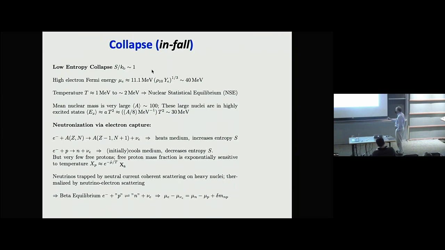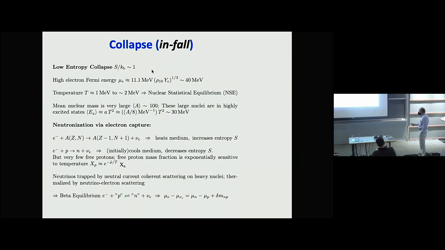And we're in nuclear statistical equilibrium, so nuclear reaction rates don't really matter in this situation at all. The mean nuclear mass is quite large. These are not nuclei we can measure in a laboratory. And these large nuclei are in highly excited states. They may be sitting in excitation energies of 30 MeV or more above ground. So the nuclear physics is certainly exotic, and the weak interaction physics is likewise exotic.